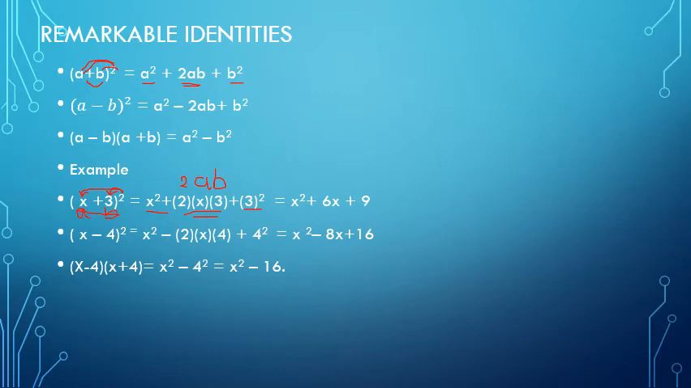So we have 2 times x times 3 instead of a times b. Our answer will be 2 times x times 3. We multiply them together and we get 6x. 3 squared is 3 times 3, so it is 9. Our answer will be x squared plus 6x plus 9. Here we made something called expand, because we are moving from this shape to this shape, which is expand.